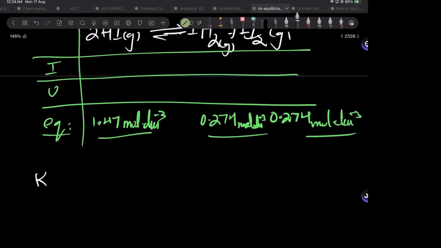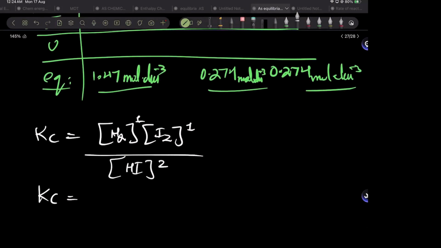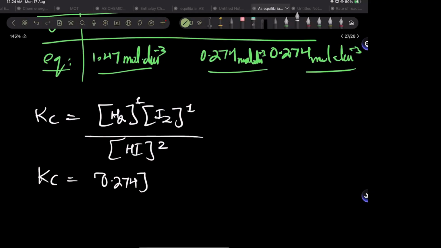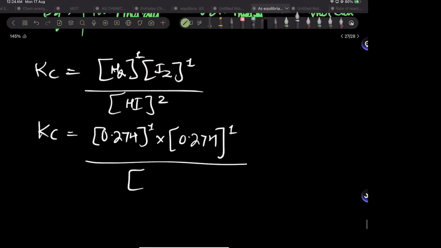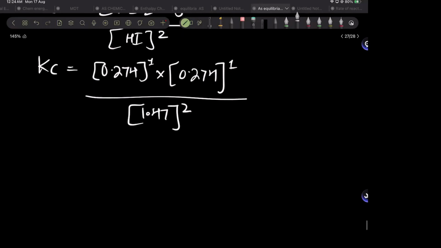So I can just insert them in the Kc expression. I've already written the Kc expression. That would be the right hand side, which is H2 and I2 to the power 1, and the left hand side, which is HI to the power 2. So I just insert the values. Kc would be 0.274 mole per dm cube to the power 1 into 0.274 mole per dm cube to the power 1, divided by HI, which is 1.47 mole per dm cube to the power 2. Now I solve for this. So Kc would be equal to what? I'm getting 0.034.